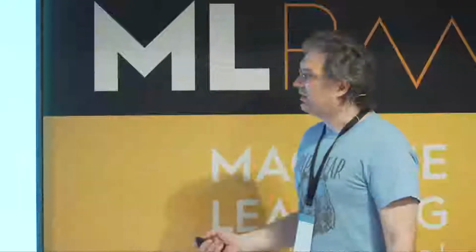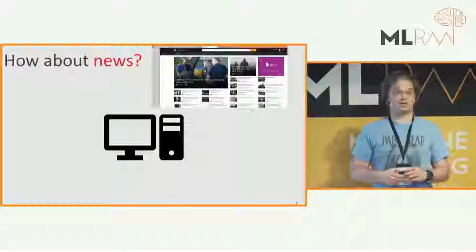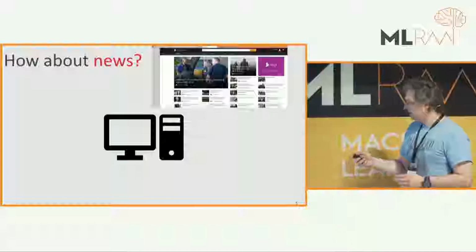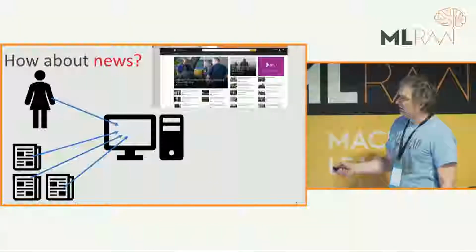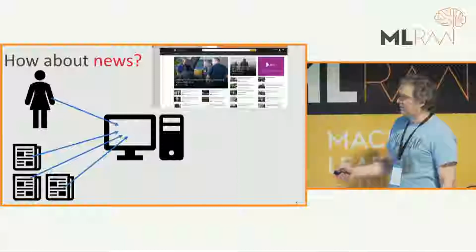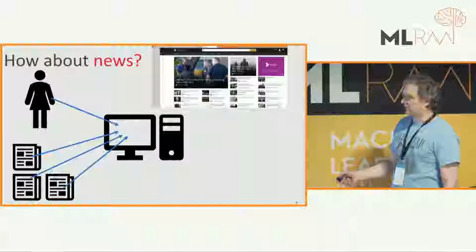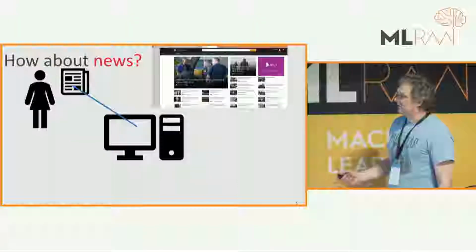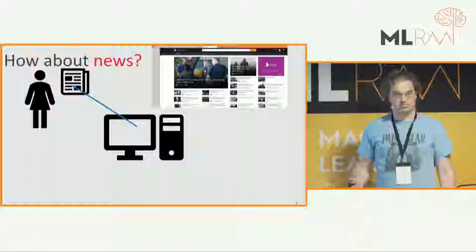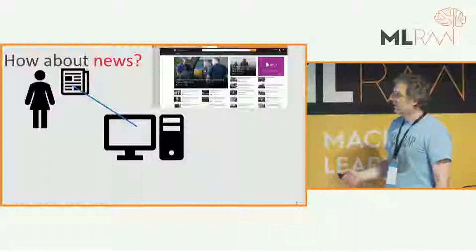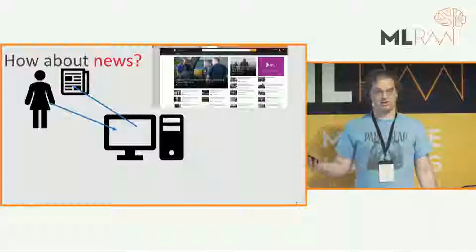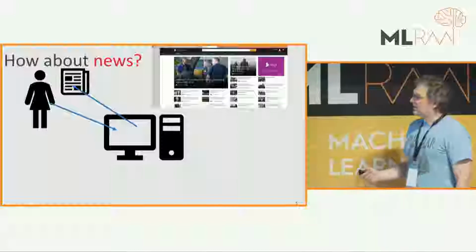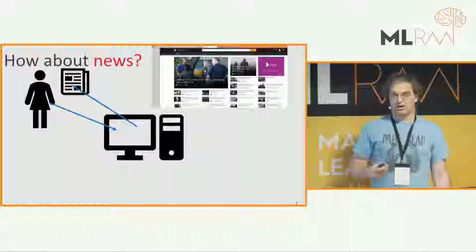And now people are trying to apply supervised learning all over the place. So let's think about doing personalized news. A person comes to a website. There are various news articles of the day which could be displayed to the person. The computer makes some choice about which news article to suggest to the person to read. And then the person either reads it or does not read it.